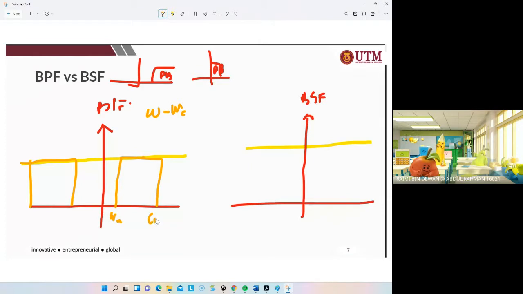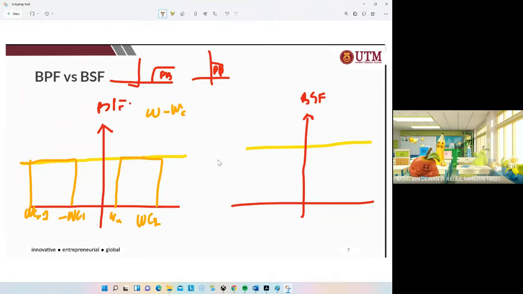Oh, it's really difficult. I hope we will go to physical class as soon as possible. Lecture also not that easy, you see, just for me to draw. Okay, so this is actually the band pass filter.